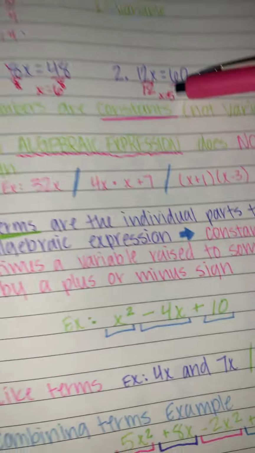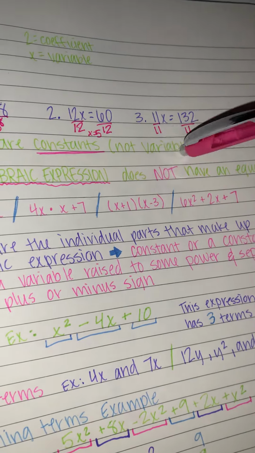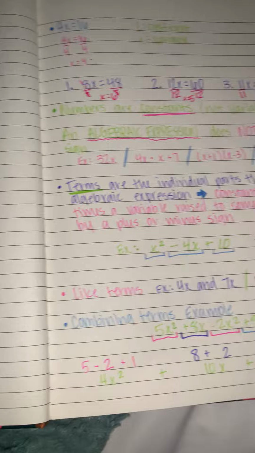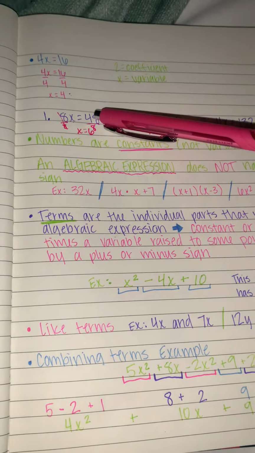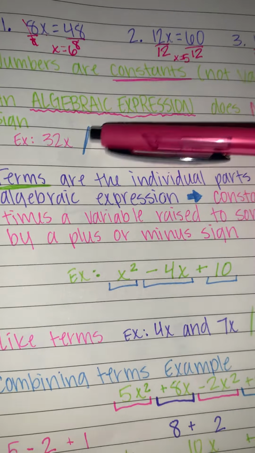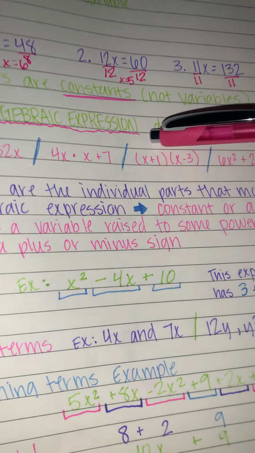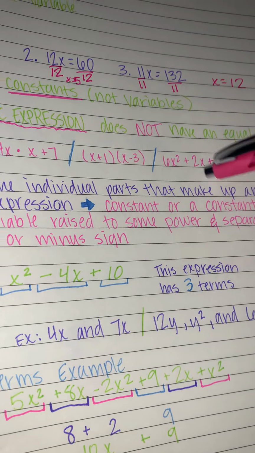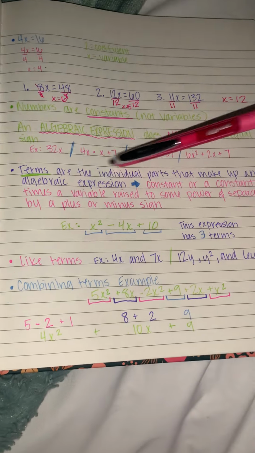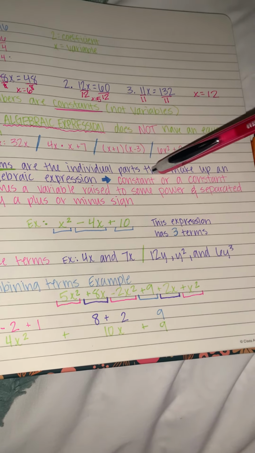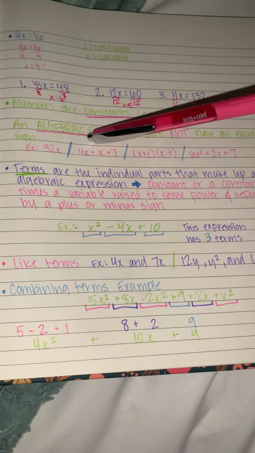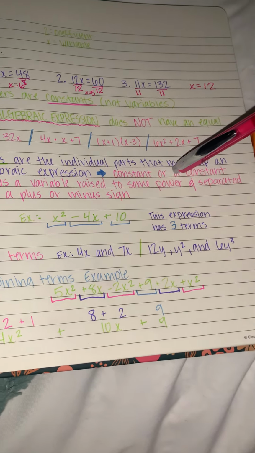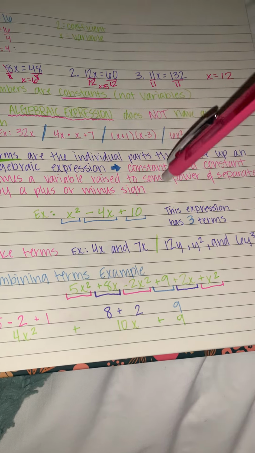So numbers are constants, not variables. An algebraic expression does not have an equal sign. So that's like 32x, 4x. Basically, you see none of these have an equal sign? Okay, and then terms are the individual parts that make up an algebraic expression. A constant, or a constant times a variable raised to some power, and separated by a plus or minus sign.